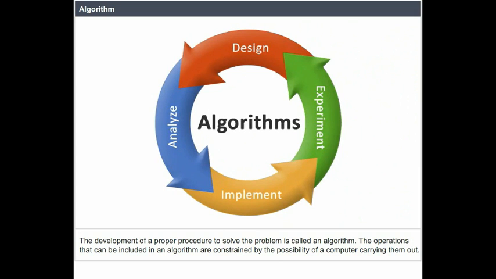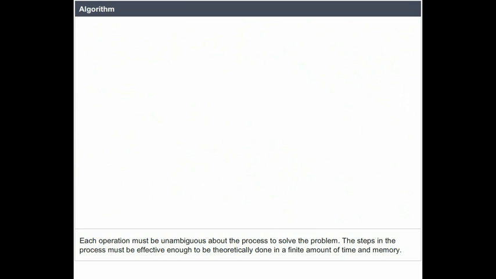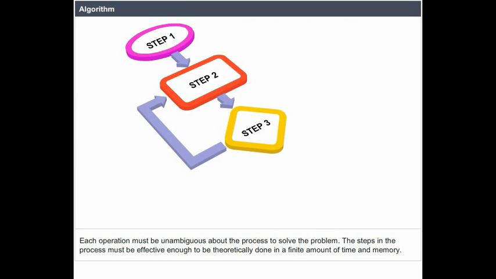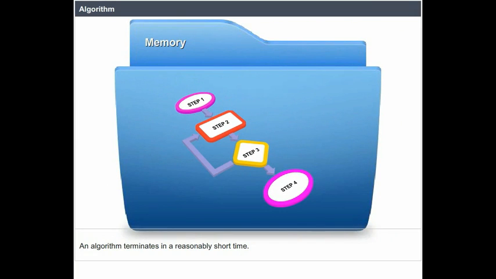The operations that can be included in an algorithm are constrained by the possibility of a computer carrying them out. Each operation must be unambiguous about the process to solve the problem. The steps in the process must be effective enough to be theoretically done in a finite amount of time and memory. An algorithm terminates in a reasonably short time.